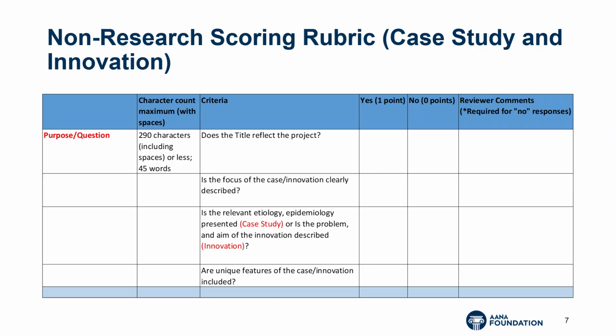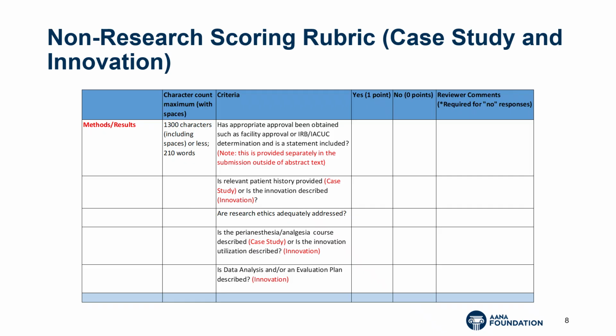Is the relevant epidemiology presented for case studies, or is the problem and aim of the innovation described for innovation projects? And the last criteria are unique features of the case or innovation included. The reviewer would again score each criteria, with yes being 1 point and no being 0 points. The next section is methods and results.